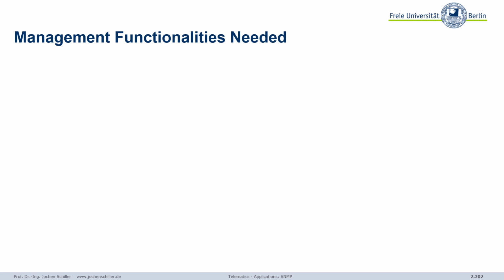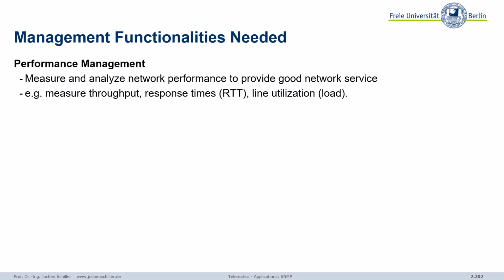So what kind of functionalities do we need? One is called performance management. That's quite obvious. That's exactly what we need. For example, here what I showed, okay, there's a broken cable. So we measure, we analyze the network performance, and then we see, okay, there's a link that doesn't receive anything, or a link is down or whatever.